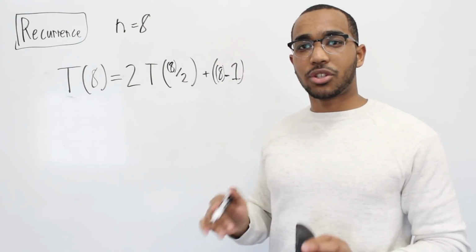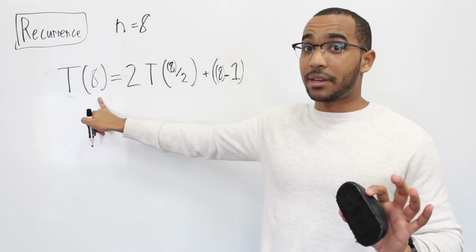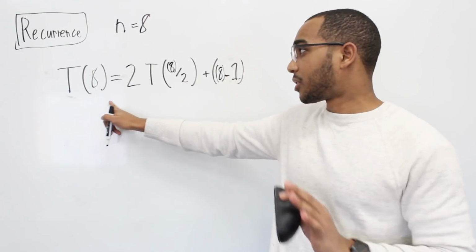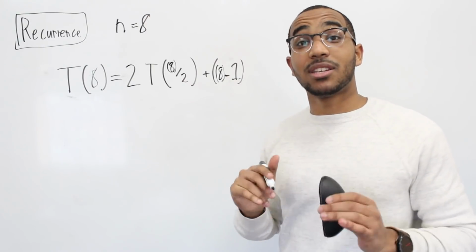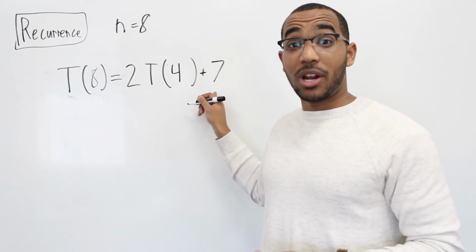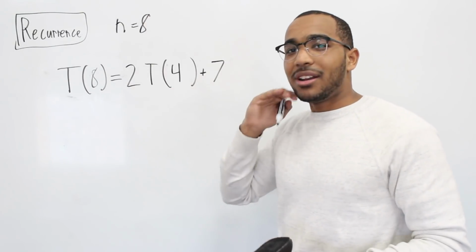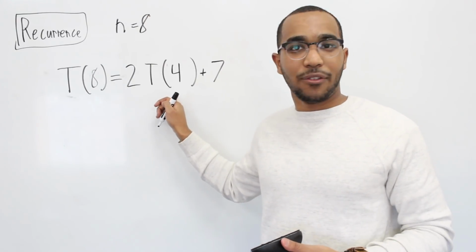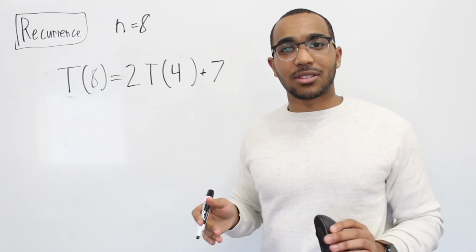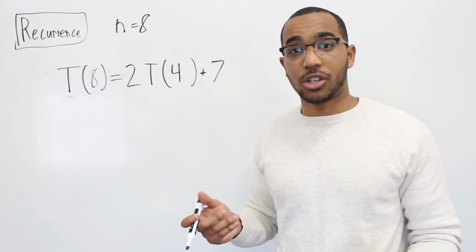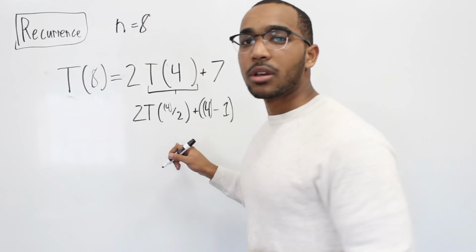Okay, so what did I just do? All I did was substitute 8. I plugged in 8 for n. There's nothing special happening here. So what does this now become? 8 minus 1 is 7, and 8 over 2 is 4. But there's a problem. I don't know what T of 4 is. But that's an easy fix. I already know the recursive definition. So what does this actually equal?